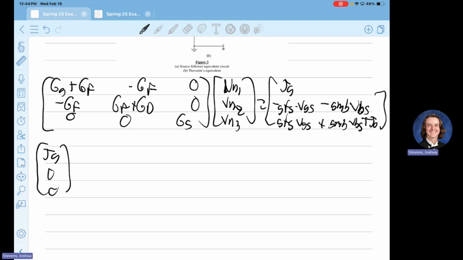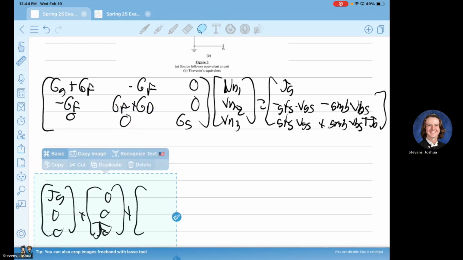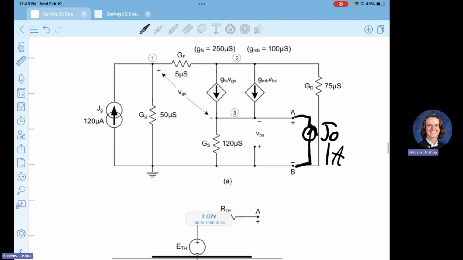J0, plus 0, 0, J0. That's really bad. There we go. Oh, wait, I'll do this again. Why not? All right. We have 2 terms, VGS, VBS. Okay. We're looking at VGS. We want to turn VGS into nodal voltages.